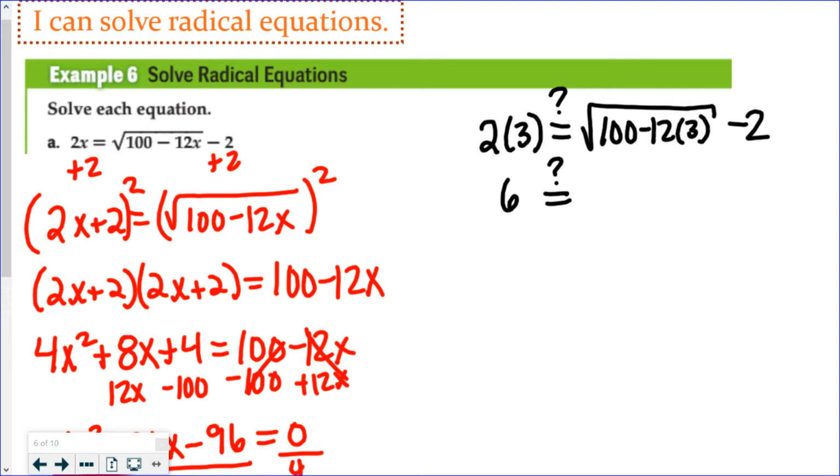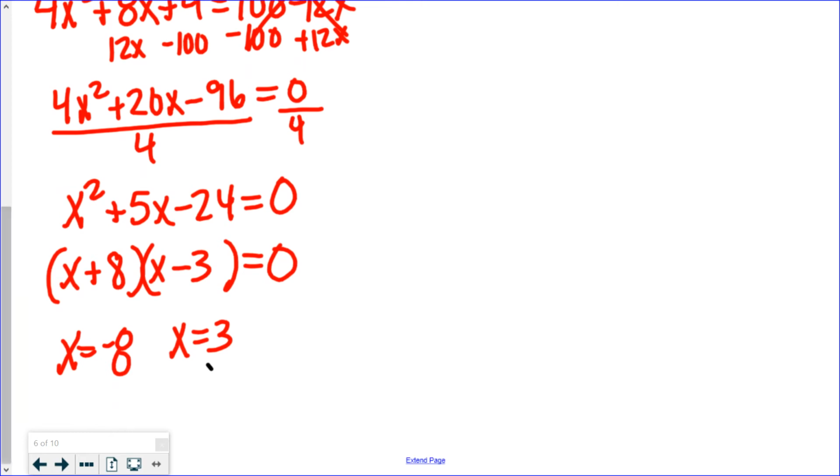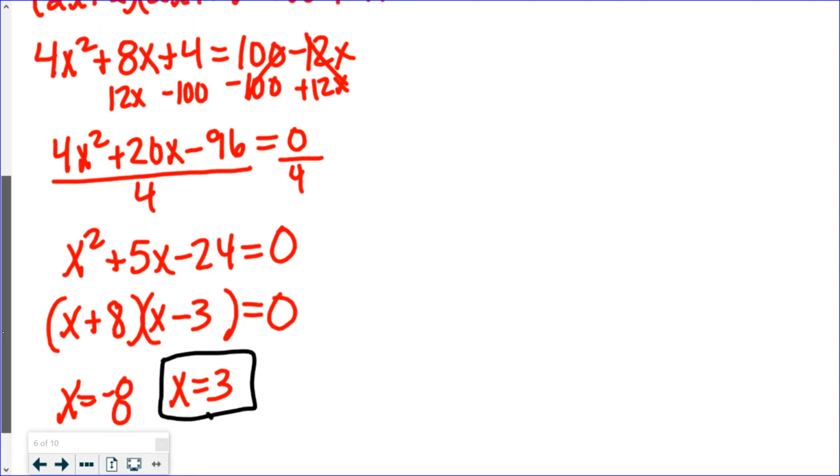All right, so underneath my square root, I've got 100 minus 12 times 3. Well, 12 times 3 is 36. 100 minus 36 would be 64. The square root of 64 is 8. And 8 minus 2 does equal 6. True statement, so x equals 3. Good solution. All right, second one would be x equals negative 8.